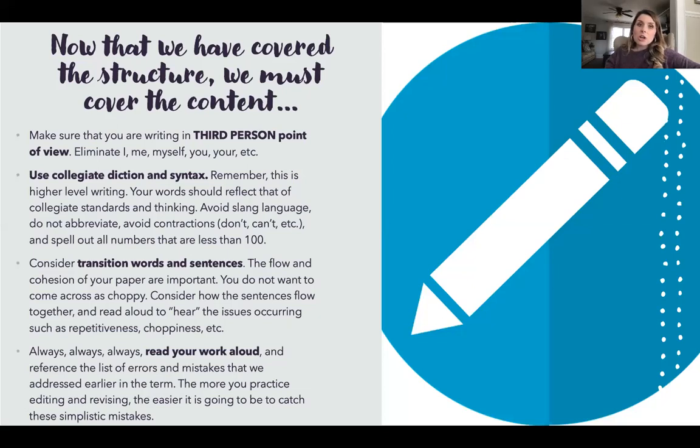Now that we've covered the structure, I want to cover just a few things about the content, and we're going to dive into all of this a little bit more in depth next week. Make sure that when you are writing, you are only writing in third-person point of view. Eliminate I, me, myself, you, your, etc. The reason why we do this, guys, is because when you're convincing your audience of a certain idea, you want to appear unbiased. I'm going to give you a couple examples here.